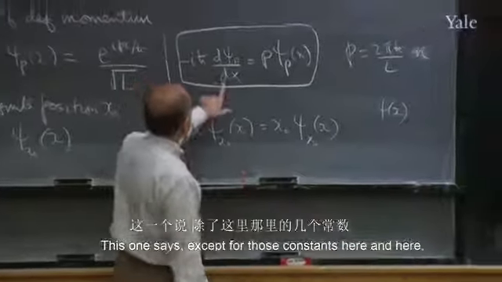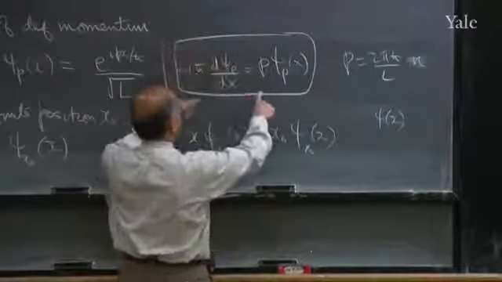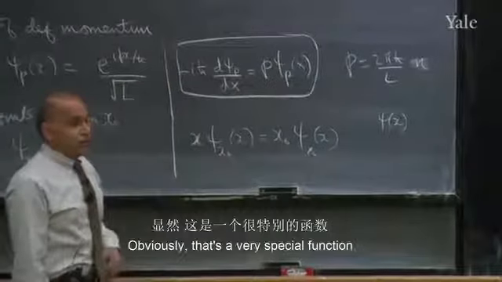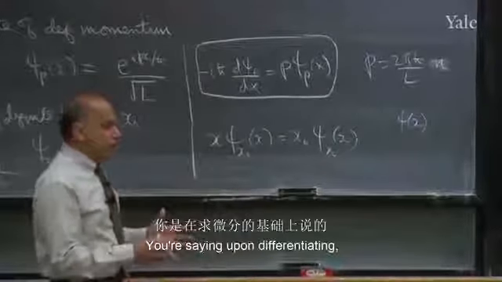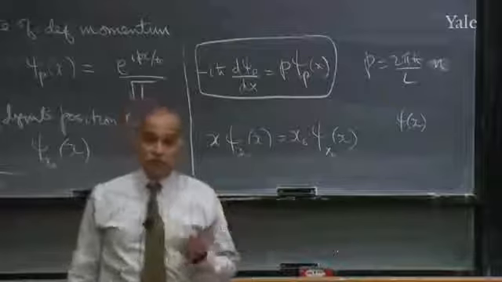This one says, except for those constants here and here, if you take the derivative, it should look like a multiple of the same function. Obviously, that's a very special function. You're saying upon differentiating, it's going to look the same. Well, not every function has that property, but we all know one function does, the exponential function.